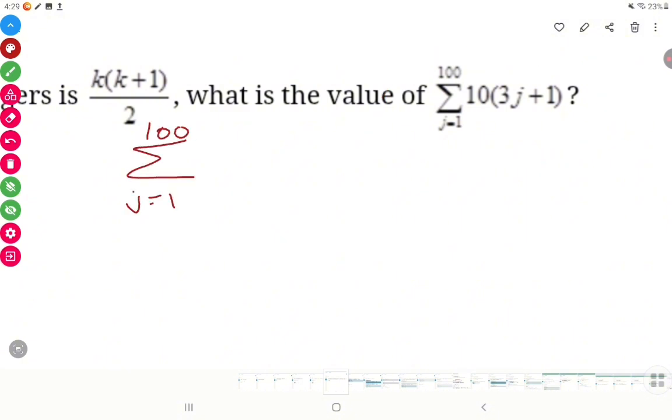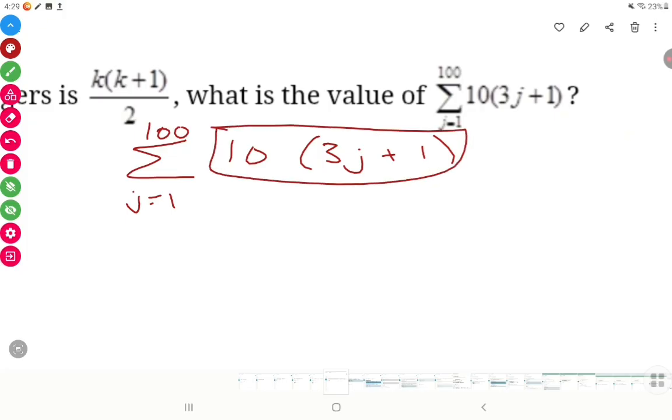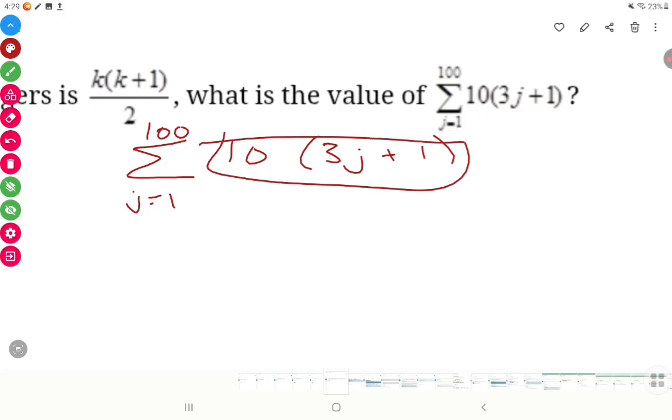The range is from 1 to 100. So what you're supposed to do is substitute each number from 1 to 100 into this, and then add up each one. But that's going to take forever because you have 100 numbers. So what do we do? First of all, you spread the 10 over.